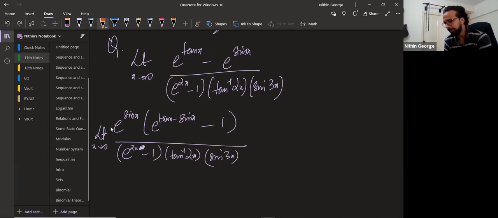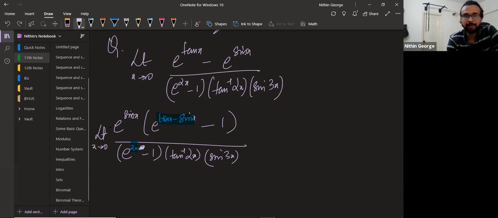So that you use e power x minus 1 divided by x equal to 1 when x tends to 0. So here, in our context, what do we have? We have tan x minus sin x here. We have 2x here. When x tends to 0, both become 0. So we should multiply and divide by that value itself. Okay, getting it?